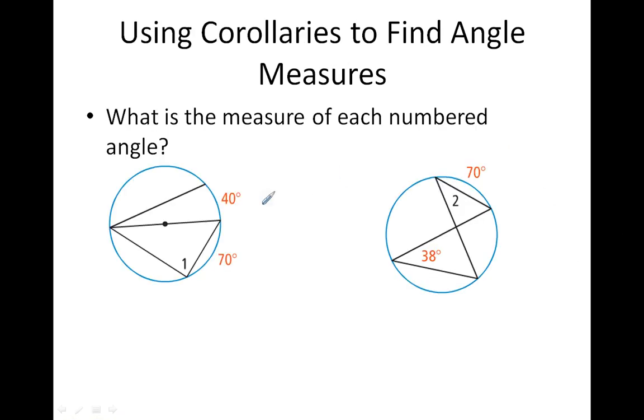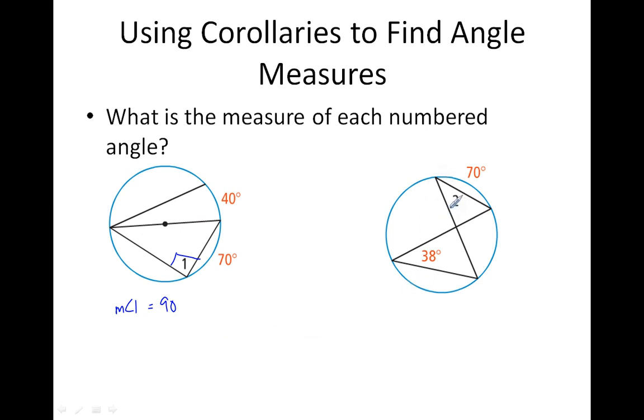So let's use some of that new information now to find the measures of each numbered angle. So here we have angle 1. We're given that this arc is 40, this arc is 70, but if I look at angle 1, it intercepts this arc, which I have a diameter. So that means angle 1 has to be a right angle. So the measure of angle 1 is 90.